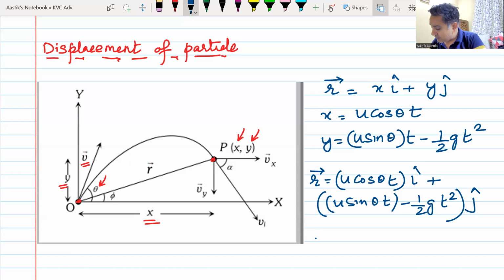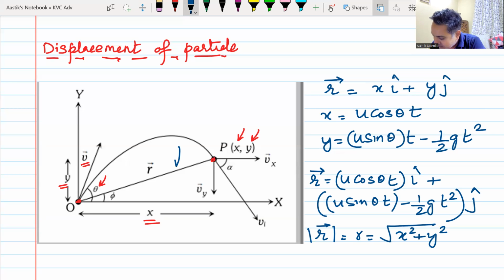If I have to find out the magnitude of this displacement, now it will be very long for me to write it. So I'll just write it in short. It will be root over x square plus y square. That will give you the length of this vector, the length of this line, which will be the magnitude of the displacement vector. Do we all understand this? Yes or no?